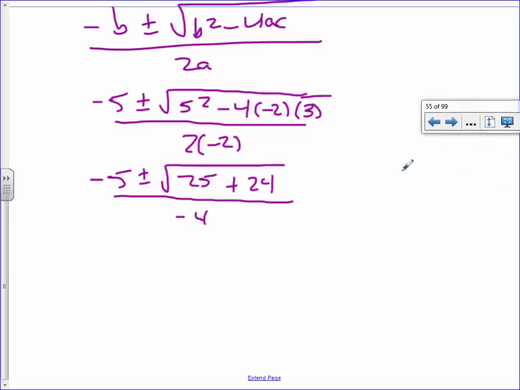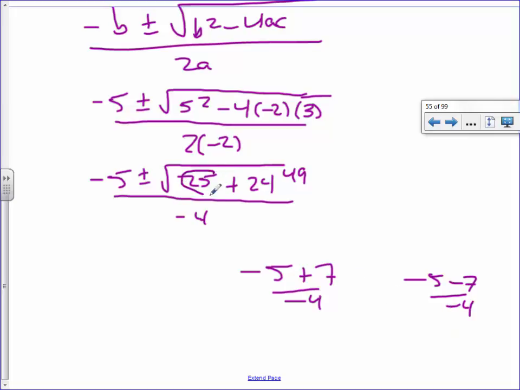I don't know if I'm going too slow or too fast, but 24 and 25, we can add them, right? I'm just going to do this in 2 steps here. Doesn't that make it 49? Doesn't 49 actually square root to 7? So really, here's my 2 answers. One of them is minus 5 plus 7 divided by minus 4. The other answer would be minus 5 minus 7 over minus 4. So let me walk you through that again. The 25 and the 24 really makes 49. 49 can square root to 7, right? Minus 5 plus the 7. Minus 5 minus 7. So now I just need to figure out what these answers are.